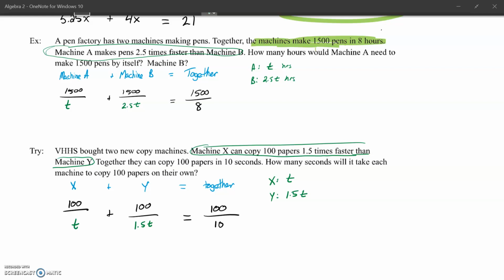Again, press pause, and what I want you to do is try to solve the example problem about the pen factory. Unpause to check that answer, then pause again to check your answer for the copy machine problem.